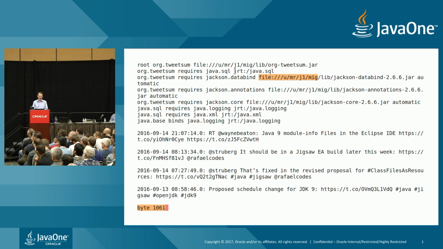In the case of the SQL module, that's the JRT URL. That's for the internal NIO virtual file system in which you can find all of the classes inside the JDK. Finds annotations, finds core down here, figures out that SQL, oh yeah, that needs logging, and SQL requires XML, binds up some services, and then goes. So that's what's going on there.